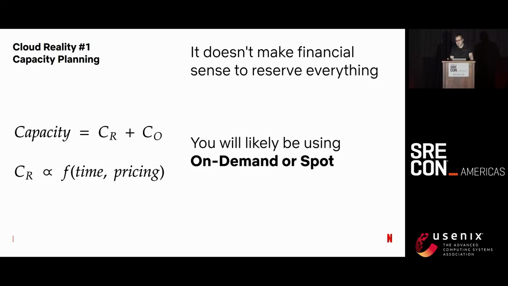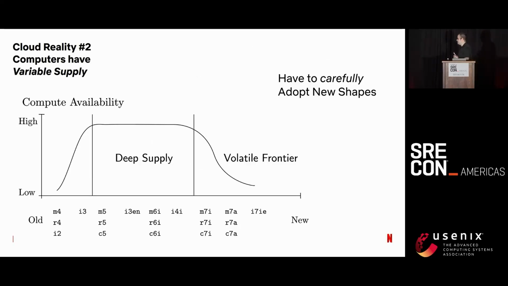And this is important because it reveals cloud reality number 2, which is that computers have variable supply. So if you're reliant on your cloud provider to provide computers, but you're not prepaying for that and pre-running on it, then you need to think about which types of computers have what we call deep supply. And this is a completely non-scientific graph, but I think it illustrates the point, which is that shiny new computers you maybe don't want to run all your workloads on because, compared to older computers, they tend to have less depth in their pools. So we have to be very careful when we adopt new shapes.